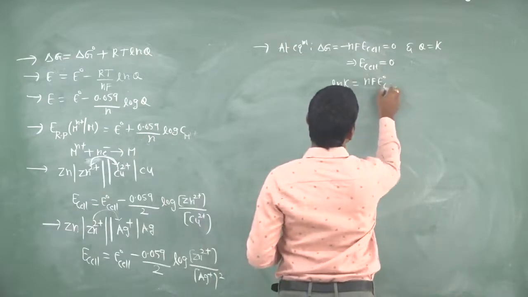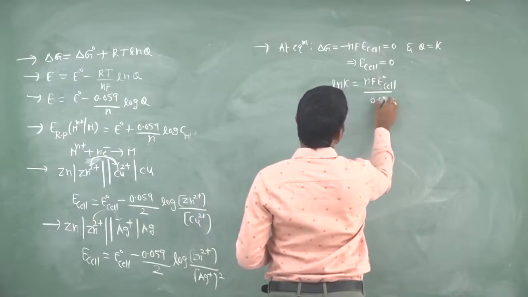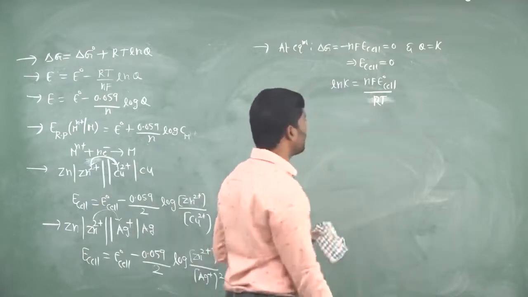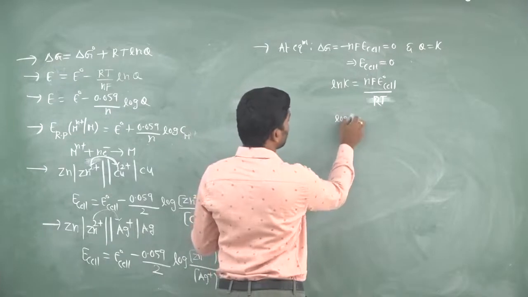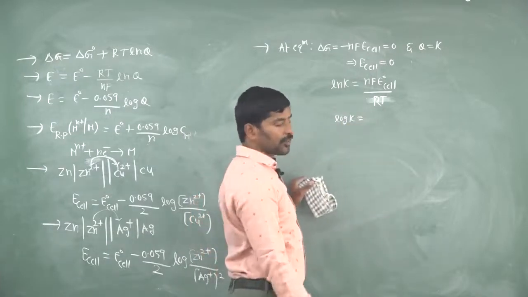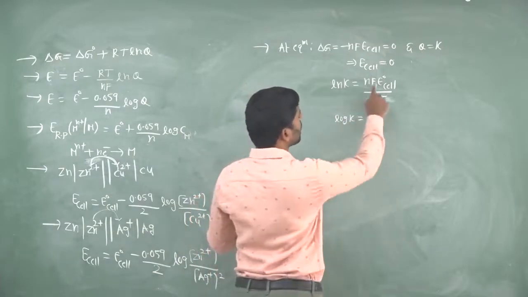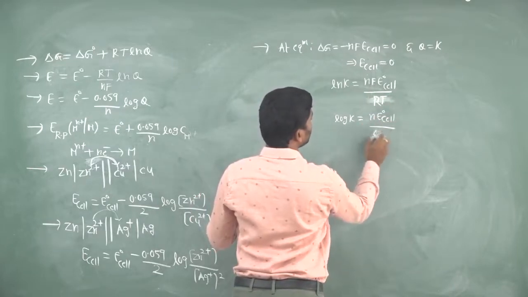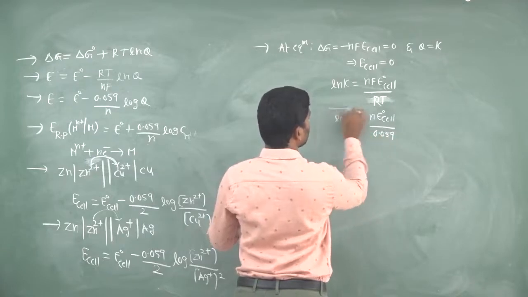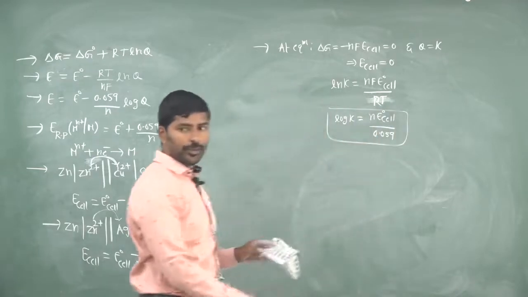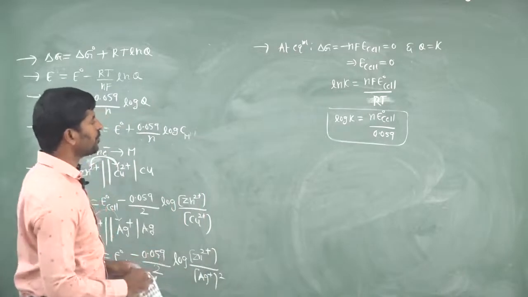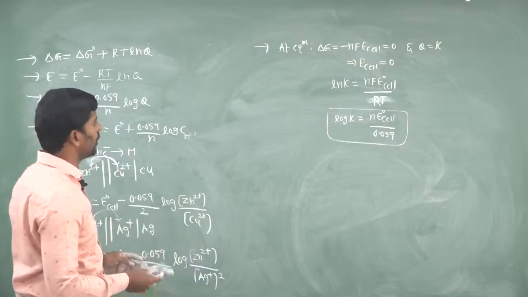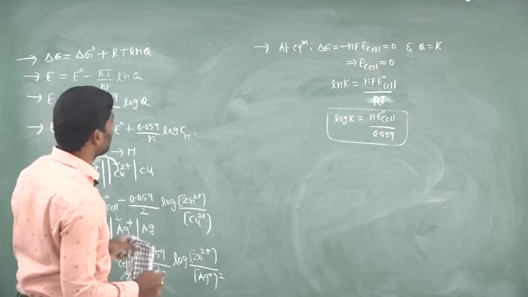Then we get the equilibrium constant: NF E0 cell by RT. If you write it in terms of logarithm, 2.303 RT by F gives 0.059. So log K equals N into E0 cell by 0.059. Using this, we can calculate the equilibrium constant. This is the formula for equilibrium constant, N into E0 cell by 0.059. Important, along with the Nernst equation.